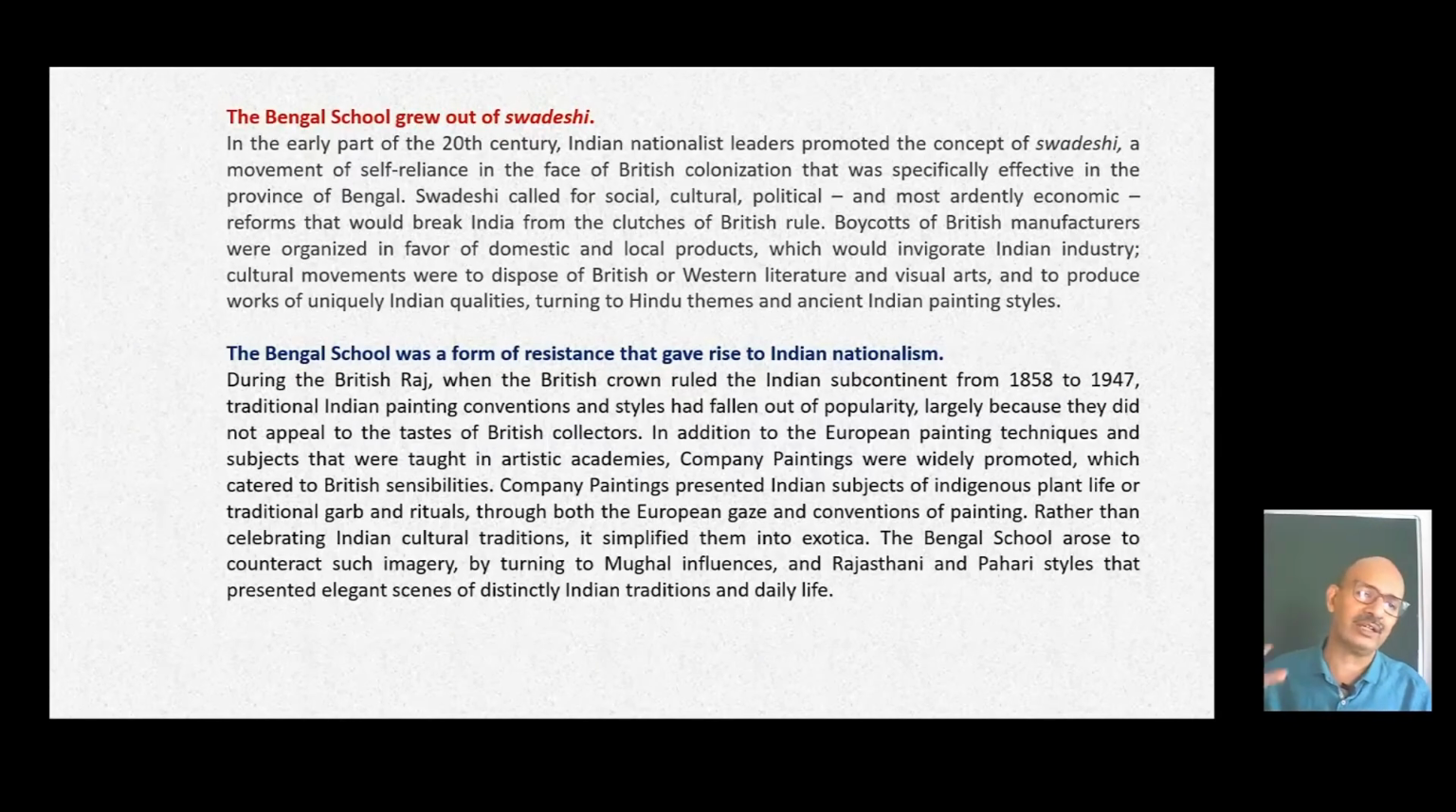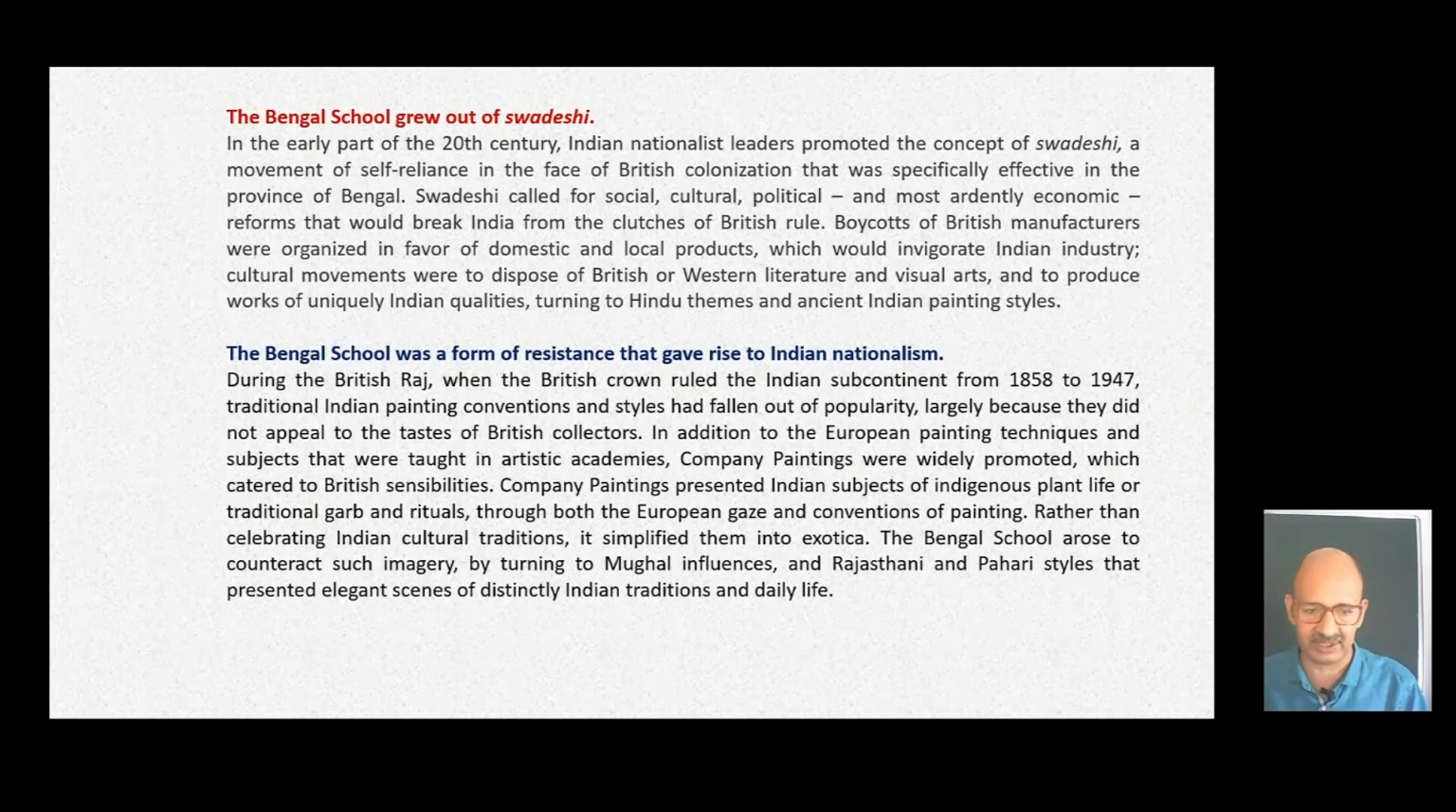So we all know how this form of resistance was happening, and then we come to know how it was also leaving an impact. It was impressing upon the visual artists. So during the British Raj, when the British Crown ruled the Indian subcontinent from 1858 to 1947, traditional Indian painting conventions and styles had fallen out of popularity, largely because they did not appeal to the tastes of the British collectors. So there was a break, which we have already discussed.